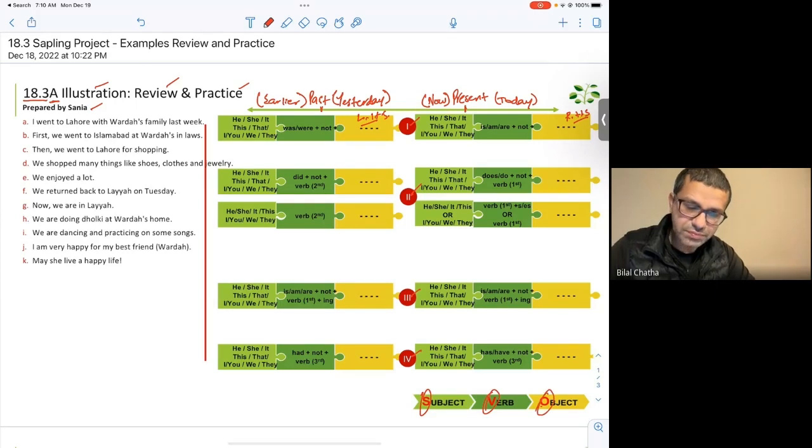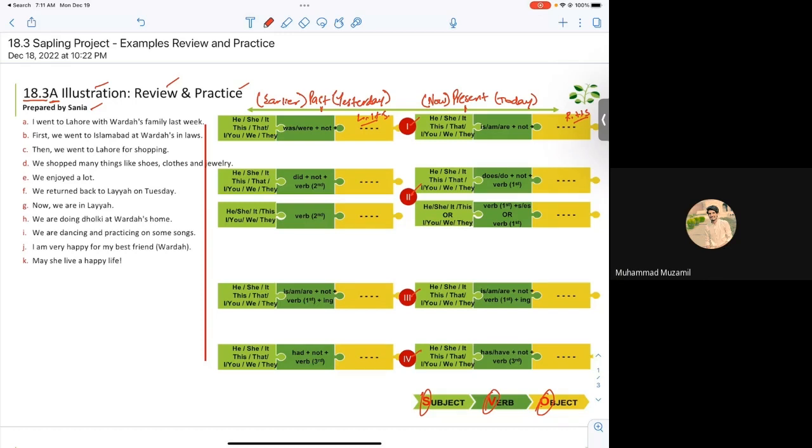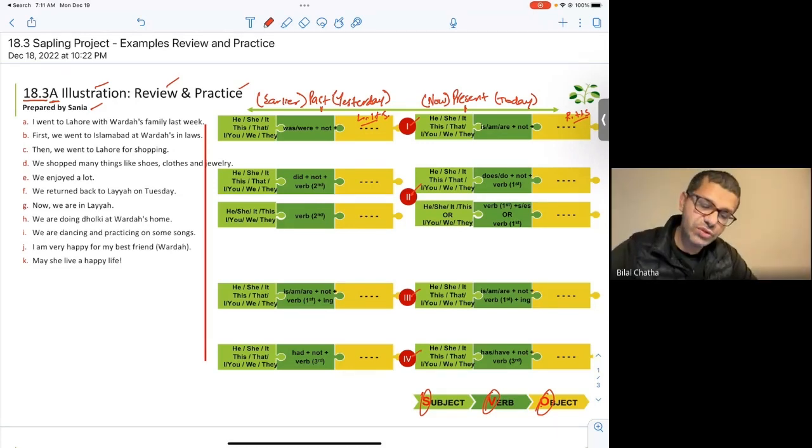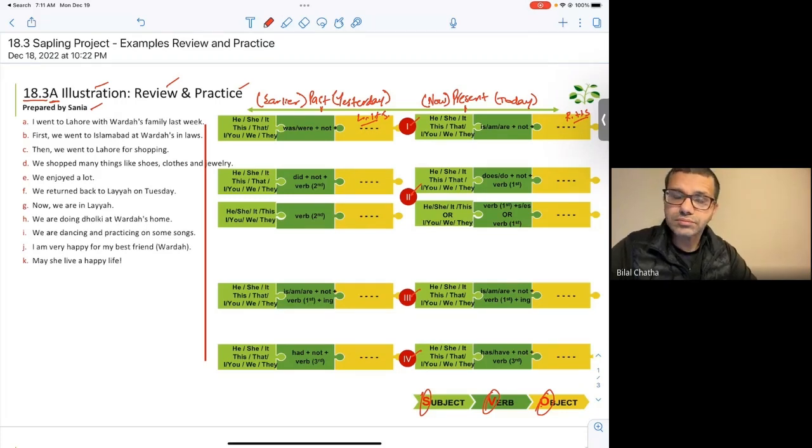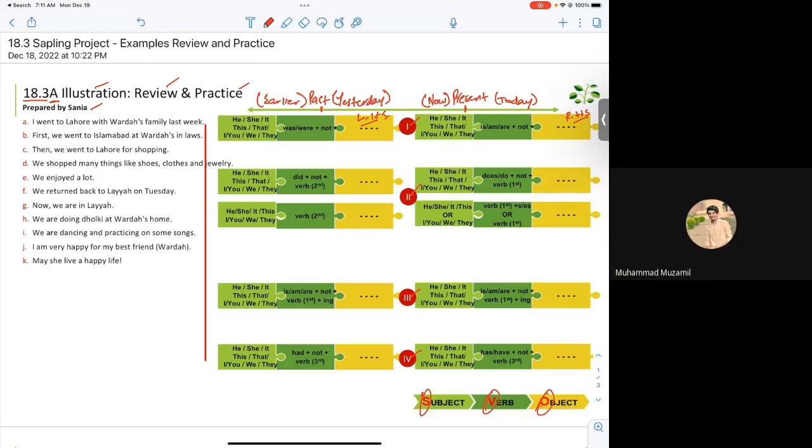Okay, SVO. First sentence, subject is he, she, it, this, that. Where do you use is? Raise your hands. Musamma. Abrar. Is is used in the present sentence. Okay. But with which pronoun, with which subject? Ask Muzammil, sir. He, she, it, and singular.